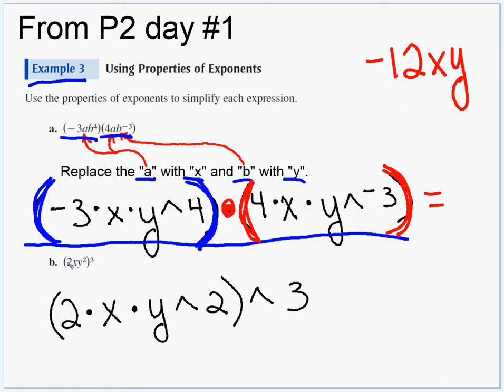Letter B down here, we've got a quantity 2xy squared, and that quantity is in parentheses, and it's raised to the third power. So as we type this in a calculator, we want to have parentheses around that quantity. So here I have my 2 times x times y to the second. And then I close off that set of parentheses, and I use my up caret and give that quantity cubed. So give that a try.